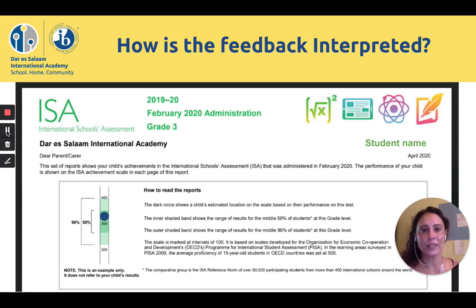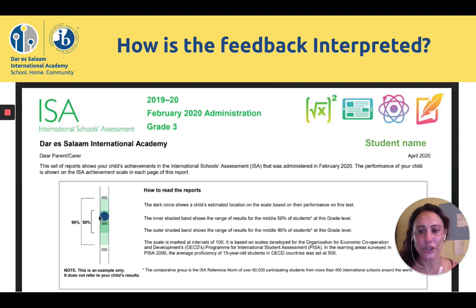So how is this feedback interpreted? When you get your report, you will see a sheet that looks very similar to this. It does detail how to read the results, but we're going to review this here just to help in understanding what that means. The dark circle that we see right above this 300 here shows where that particular child is sitting on these results.